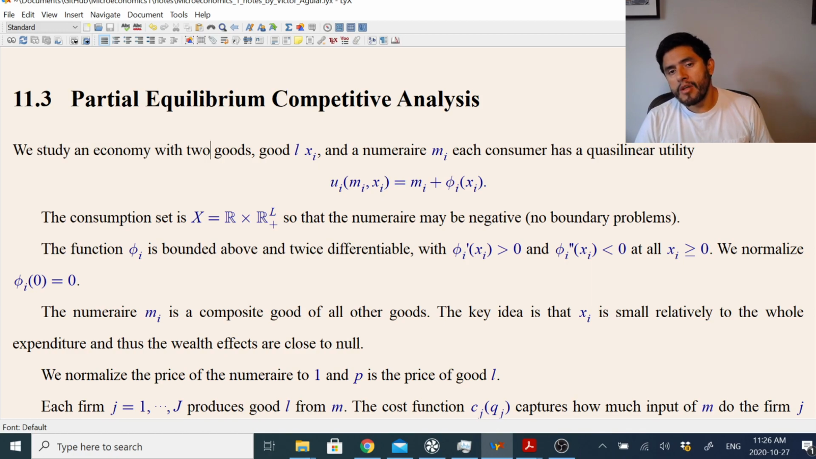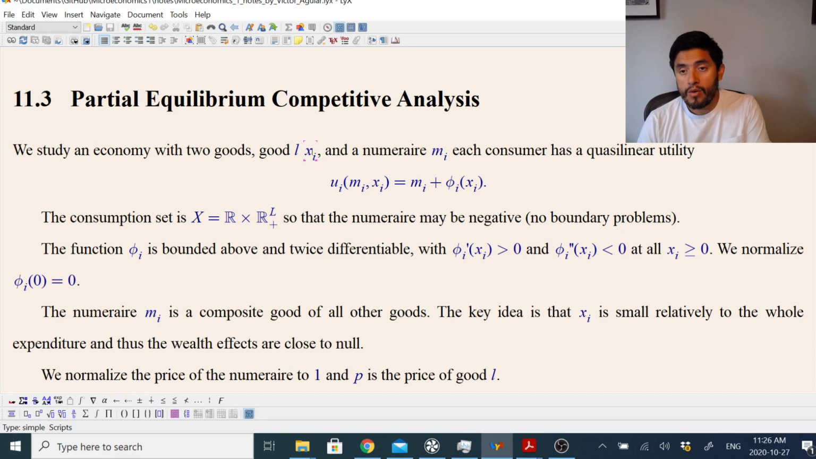In particular, quasi-linearity can be generalized, and I can make X no longer one good, but actually a vector. I can have, say, L minus one goods, but the numeraire is the part that enters linearly in the utility.